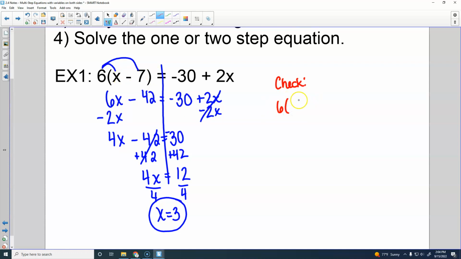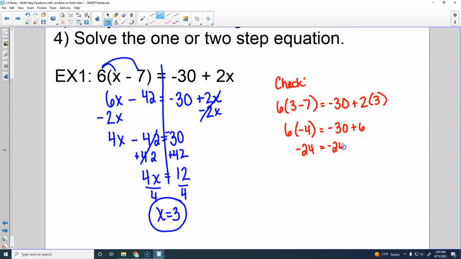Whenever you plug in the 3, make sure you plug it in for both of the x's. So you'll have negative 30 plus 2 times 3. Over here, you would get 6 times negative 4. Over here, you'd have negative 30 plus 6. 6 times negative 4 is negative 24. And negative 30 plus 6 is also negative 24. So since you get the same thing on both sides, that lets you know that you did it correctly.